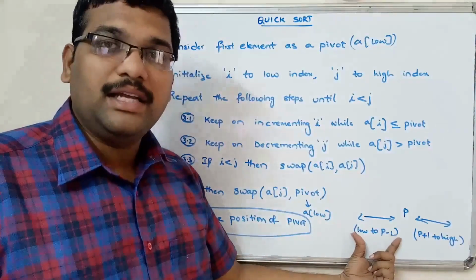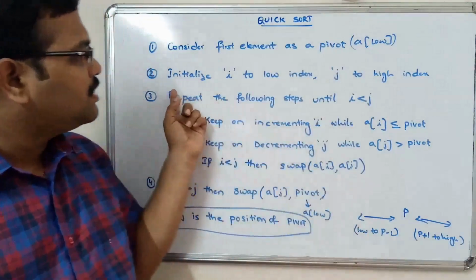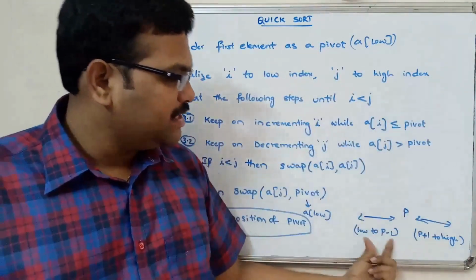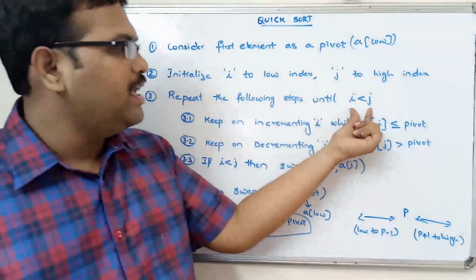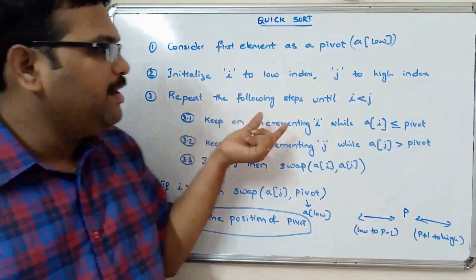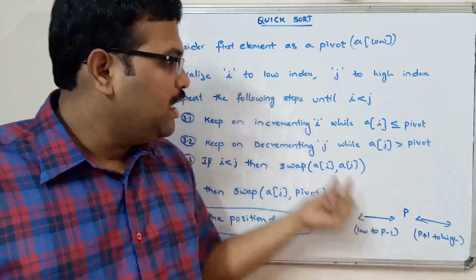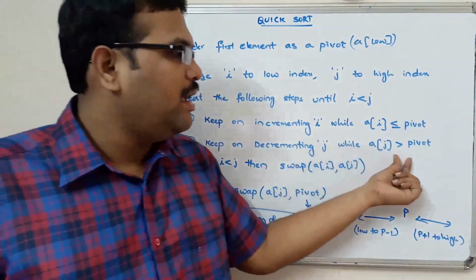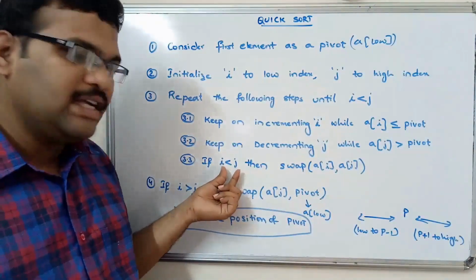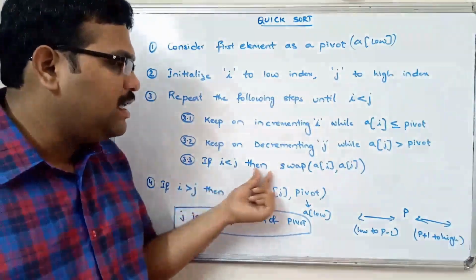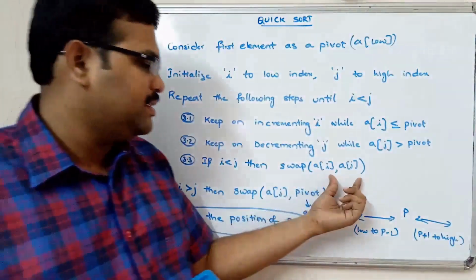Consider this partition as an array of elements. Now consider the first element as the pivot, and initialize i to the low index and j to the high index. So i will be low, j will be p minus 1, and then repeat the following steps until i is less than j. Keep on incrementing i while a of i is less than or equal to the pivot, and then keep on decrementing j while a of j is greater than the pivot, right? Then if i is less than j, simply swap the elements which are at positions i and j.